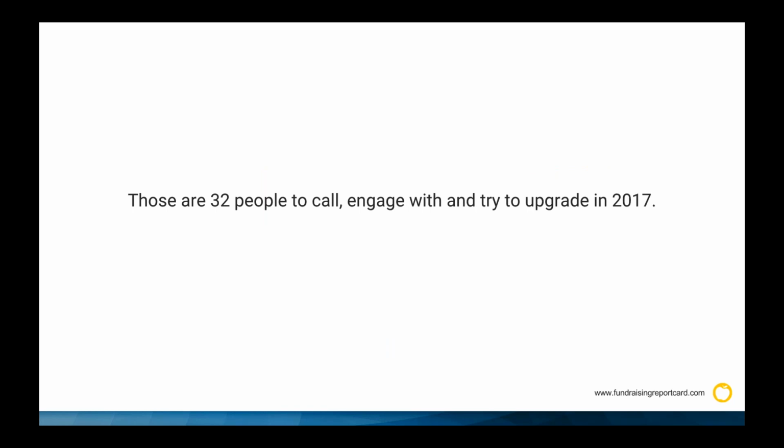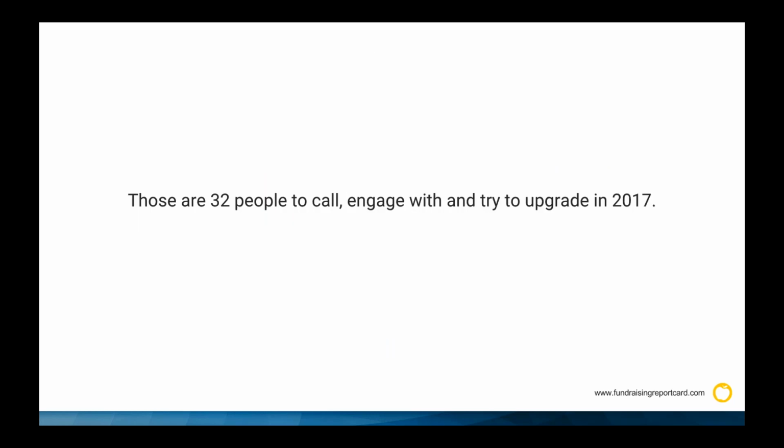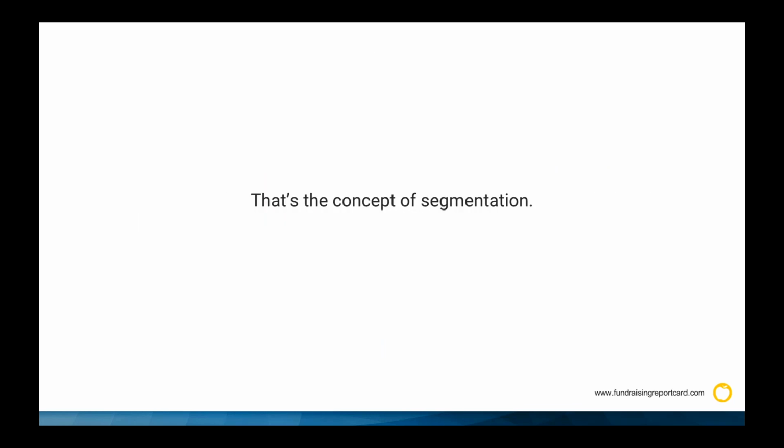Let's export them out of fundraising report card. Let's see how much did they downgrade. Was it someone downgrading $5 or was it someone downgrading $5,000? And then let's go back to the database. Let's figure out what's the story there. And then let's pick up the phone. And that's the entire concept here of performance metric and giving level segmentation.